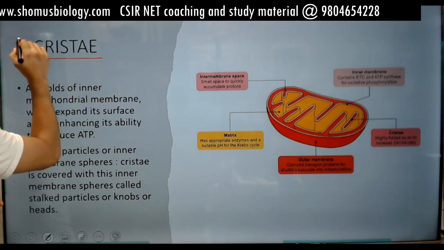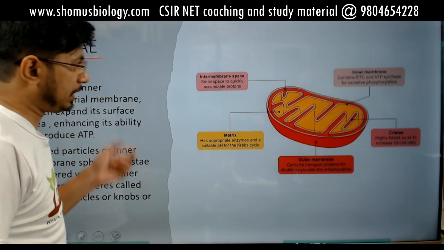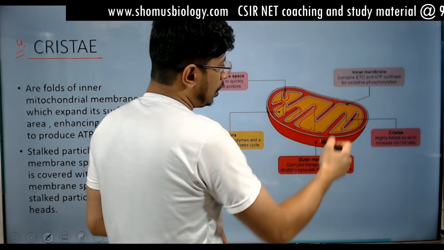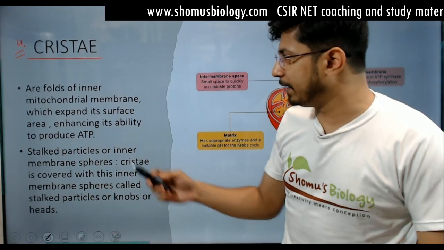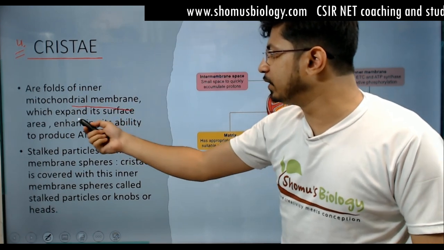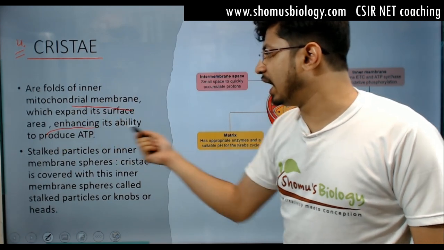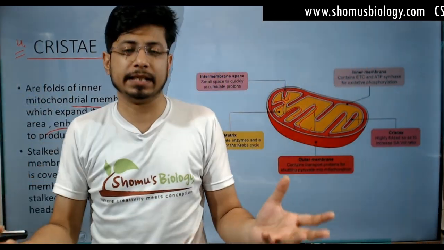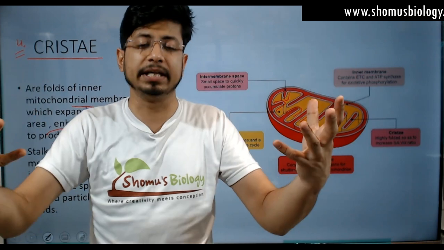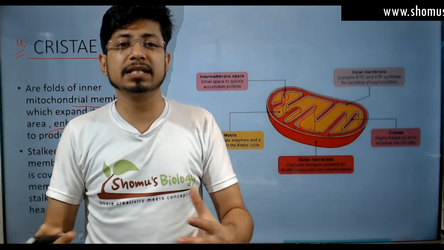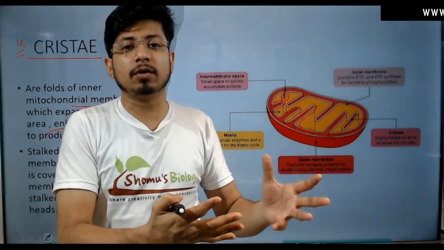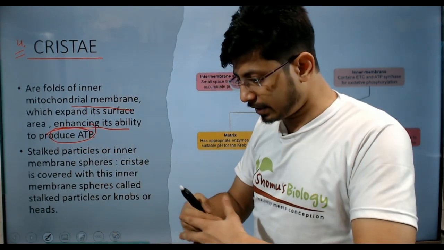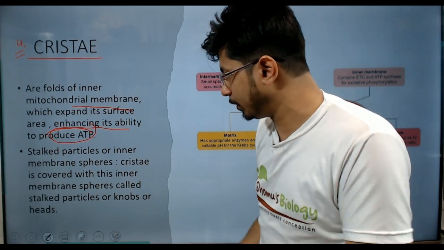Now let's look at the fourth structure, the cristae. What is cristae? Remember I told you, these are infolds of the inner mitochondrial membrane, folds which expand its surface area. Basically the folds are present to increase the surface area, right? The surface area to volume ratio is increased, so the more surface area means the more place to carry out oxidative phosphorylation to produce ATP. The more cristae is present, the more surface area is there, the more ATP can be produced.